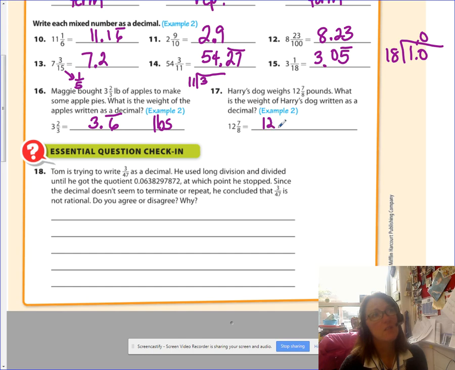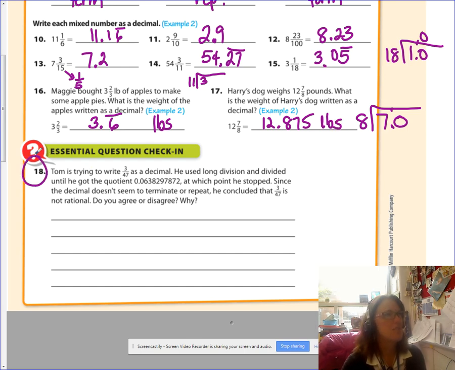12 7/8 is 12 point something. Come off to the side and take 7 divided by 8. Okay, and when you start putting that in, you should get 0.875, and that one stops. This is also in pounds, and usually we abbreviate pounds that way.